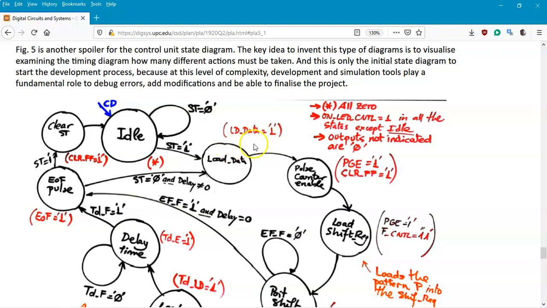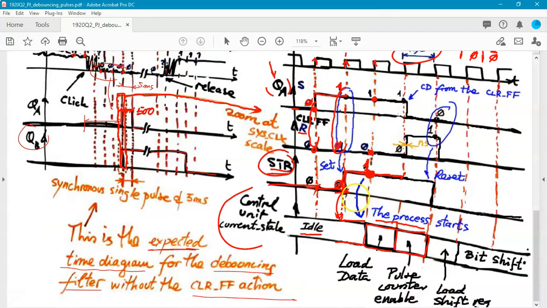clear flip-flop. But in the next one, in the pulse counter enable, yes, there is a clear flip-flop that goes high and then it goes low. So here you have a pulse. In this state, pulse counter enable, you have a clear flip-flop signal. So this has to be indicated here in the diagram. First, in low data, nothing happens, but then in the pulse counter enable, you see you have the pulse.